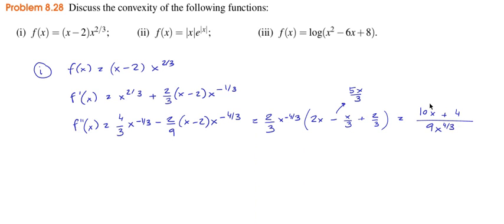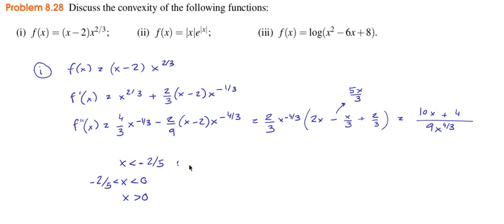Now, when is this positive, when is this negative? Obviously, if 10x plus 4 is greater than 0, then the second derivative is going to be positive, so when x is greater than minus 2/5. Wait a minute, because it depends also on the sign of this. So we have three different regimes: x smaller than minus 2/5, x between minus 2/5 and 0, and x greater than 0. This factor is always positive, so it doesn't change anything.